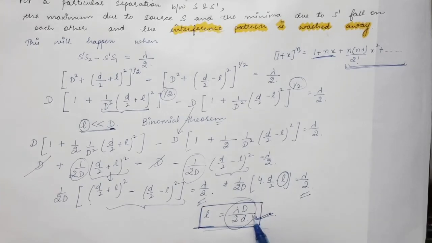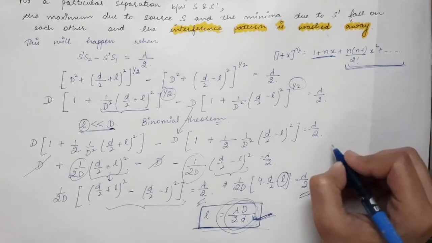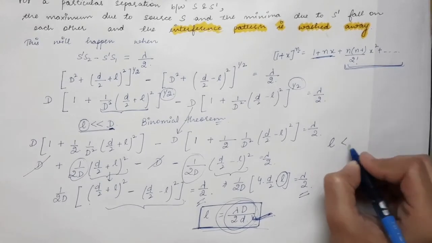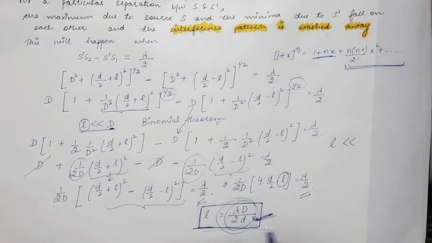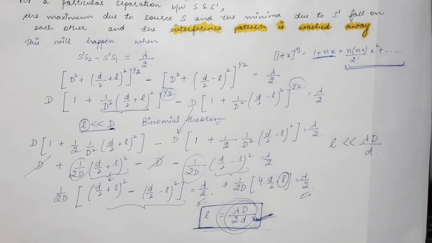But if the distance is equal to this much, then the interference pattern vanishes. It means the distance between S and S prime, or the thickness of the extended source, should be very less as compared to this expression, meaning the distance L must be very small as compared to lambda into capital D divided by small d.